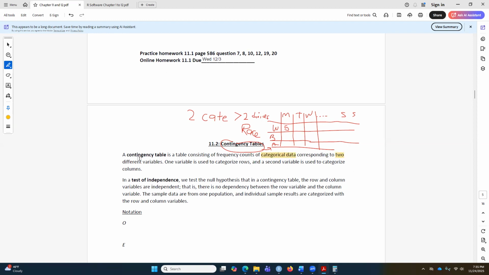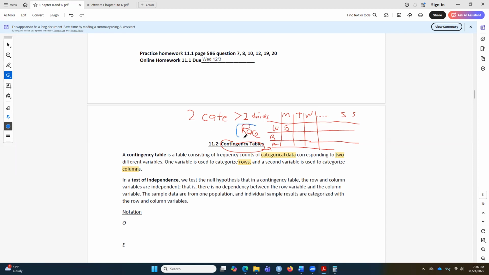Yes. So what is a contingency table? It's a table that consists of counts of categorical data that have two different variables. In this case, it's your race and the days. One variable is used for category rows. One will be put in rows, and one in columns. So again, you need to know the difference between rows and columns. I guess here the days are for the columns and the race is for the rows.